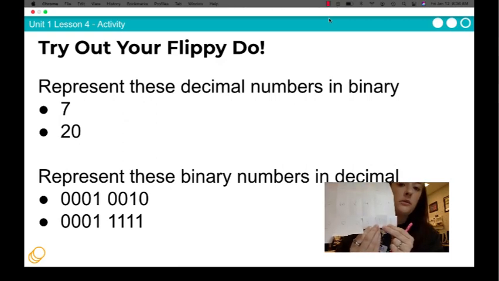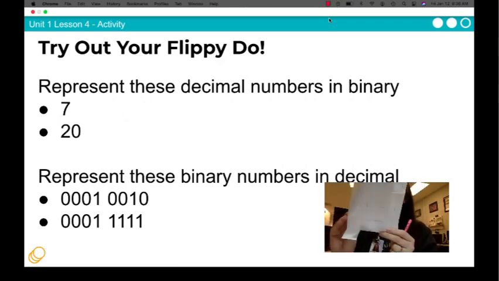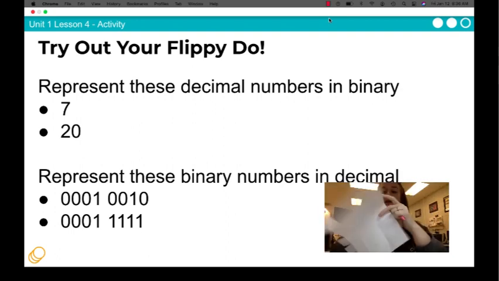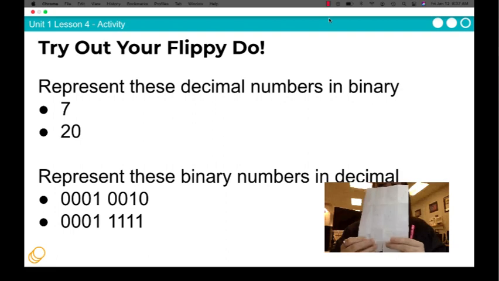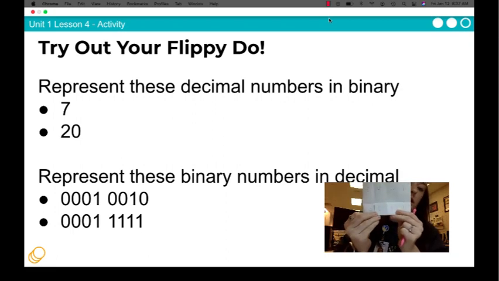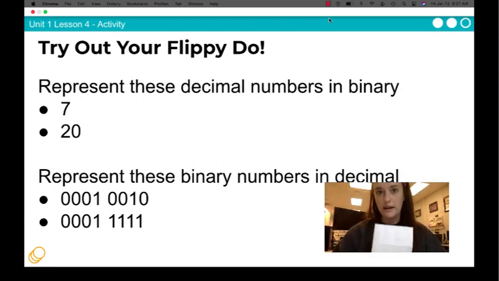The binary number, I'm going to fold my paper in half so that way we only see up to 8. The binary number for 7 is 0111. Now, what about 20?